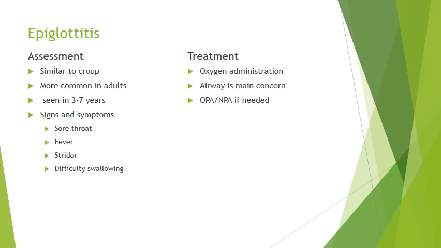Okay. Epiglottitis, we would usually assess them similar to the croup. It's more common in adults, but it's also seen in typically 3 to 7-year-olds. Signs and symptoms include sore throat, fever, stridor, or difficulty swallowing. We would typically administer oxygen, make sure their airway is clear, because that is our main concern, and we would insert an oropharyngeal or a nasopharyngeal airway if needed.